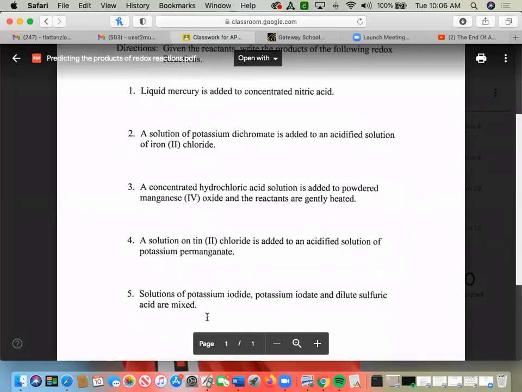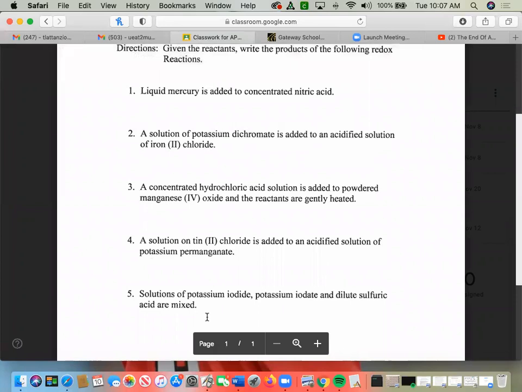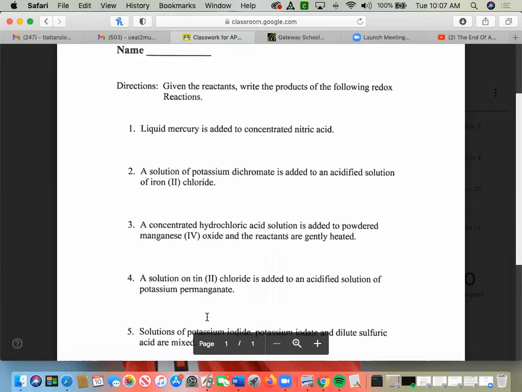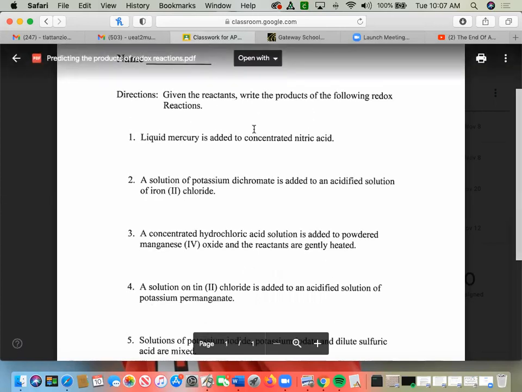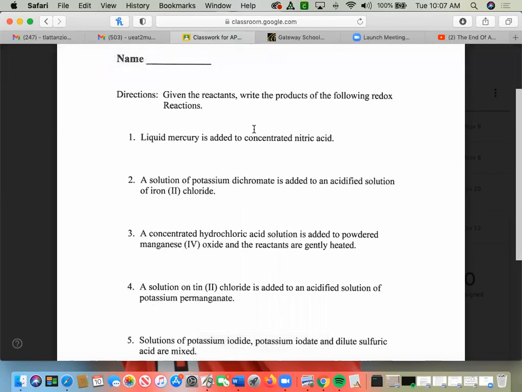It says here, liquid mercury is added to concentrated nitric acid. At this point, I want to write the reactants and the products. So I'm not giving you a redox product. You are going to determine the products of the redox reaction. Now with this quiz, you'll notice it says give the reactants, write the products. Do you notice that in the directions it doesn't say balance the reaction?